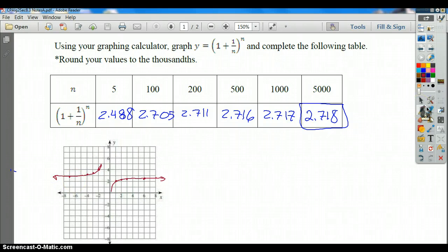So there are your graphs. We're more concerned with this stuff over here in quadrant 1 at this point. Okay, you can see that you're going to approach 2.718, even though this goes on forever. But we're going to get closer and closer to that.